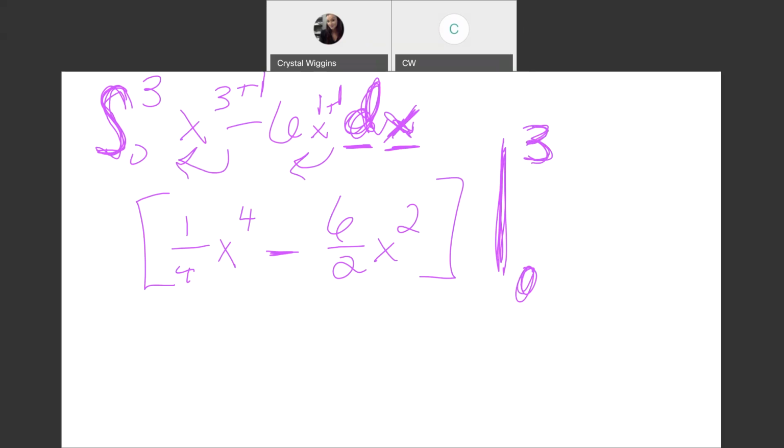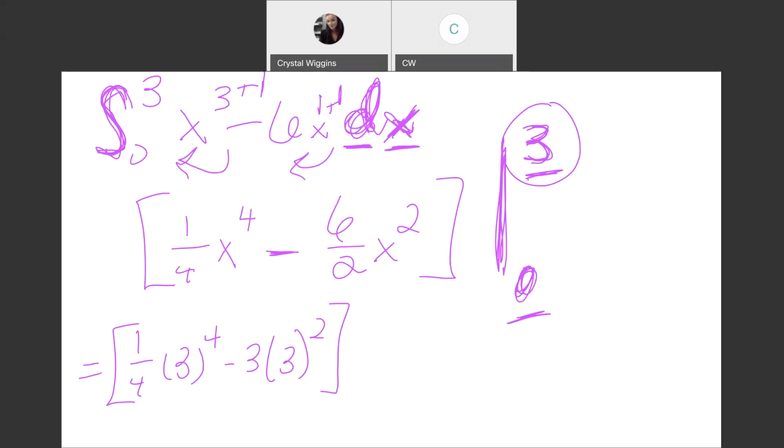Now, how we continue to evaluate is we have to do b minus a. So we substitute 3 in for every x and subtract, substituting 0 in for every x. So let's do that now. First, taking this and putting a 3 in for every x. I'm going to change that 6 divided by 2 to a 3 to make my math a little easier to look at.